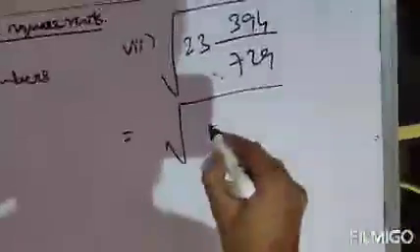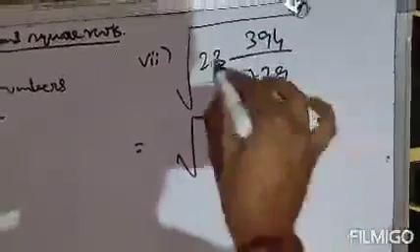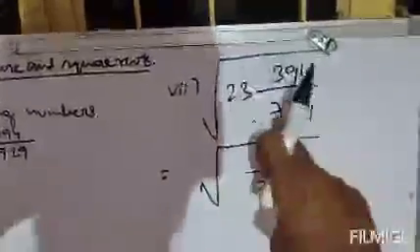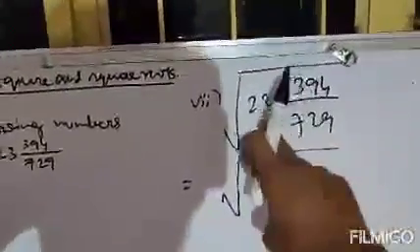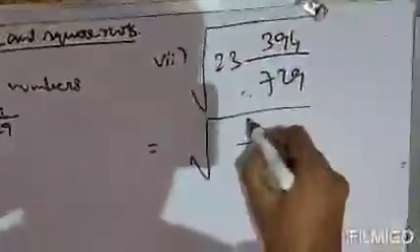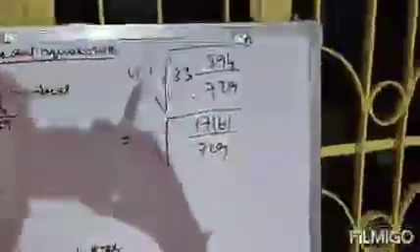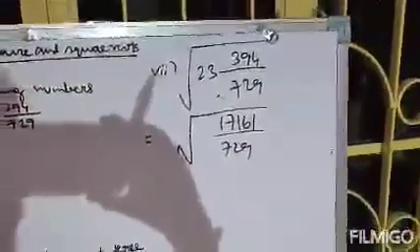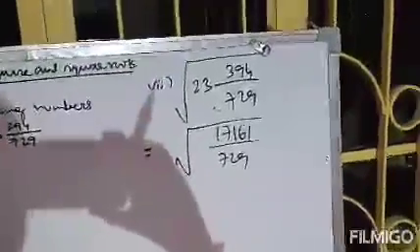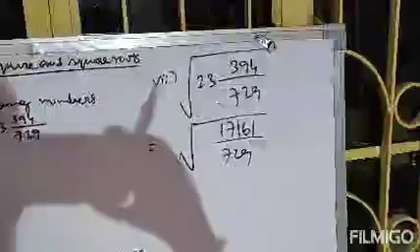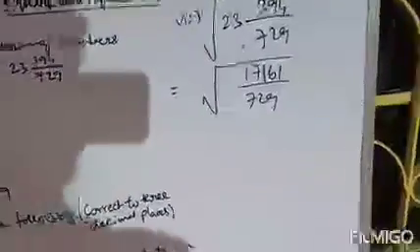Clear? So the denominator will be 729, and if you multiply 23 into 729 and add 394, your answer will be 17161. Just do it in your homework and you will find that the improper fraction will be 17161. Now we have to find out the square root of 17161 upon 729.